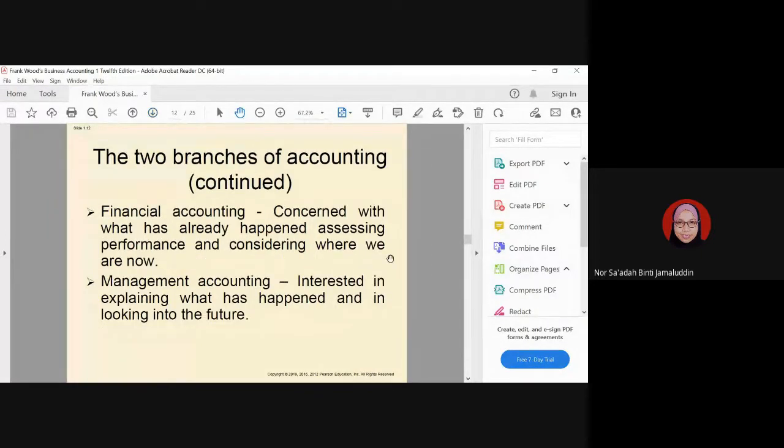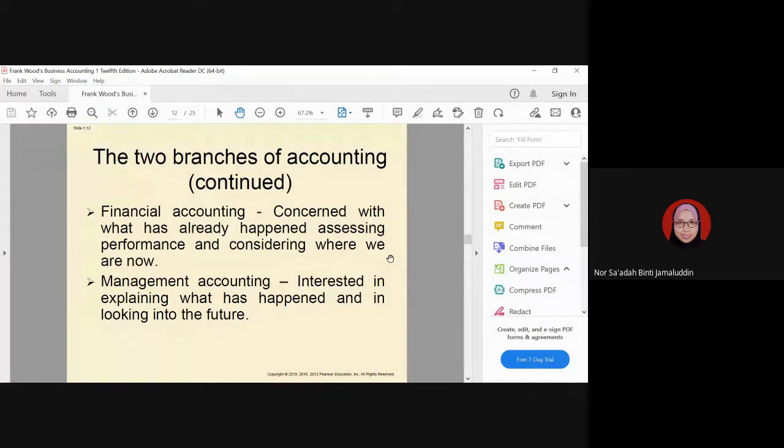The two branches of accounting, continued. Financial accounting is concerned with what has already happened, assessing performance and considering where we are now. It is because financial accounting focuses on the financial statement, so everything that appears in the financial statement has already happened. From the financial statement that already records, we can know what the performance is and also consider where we are now.